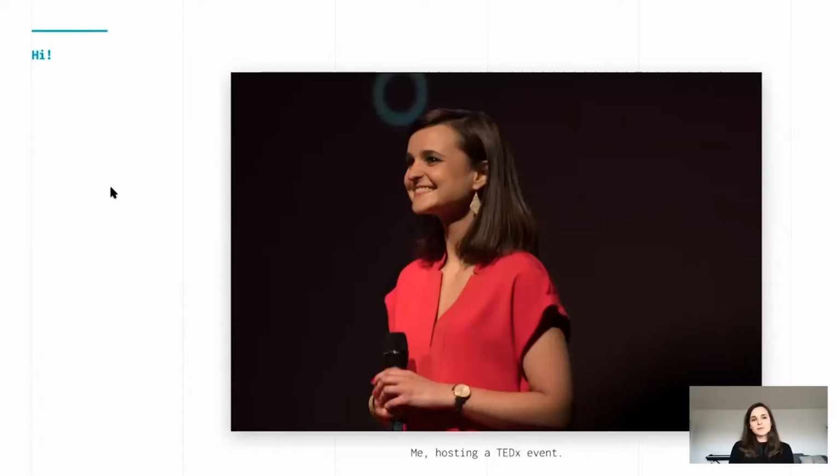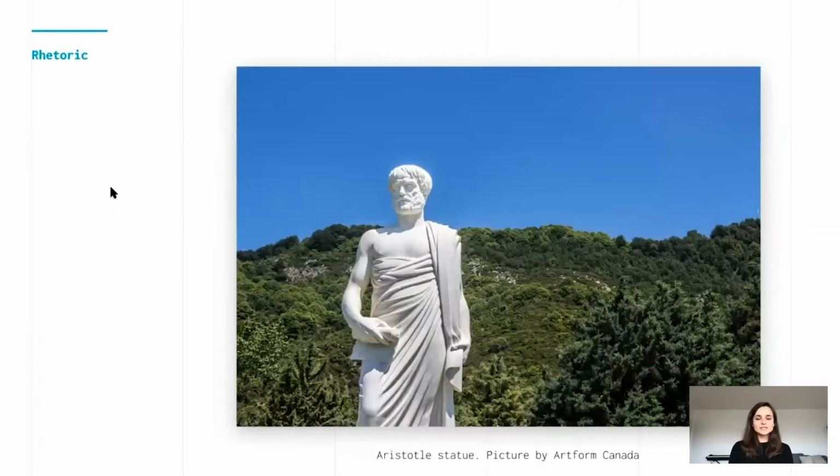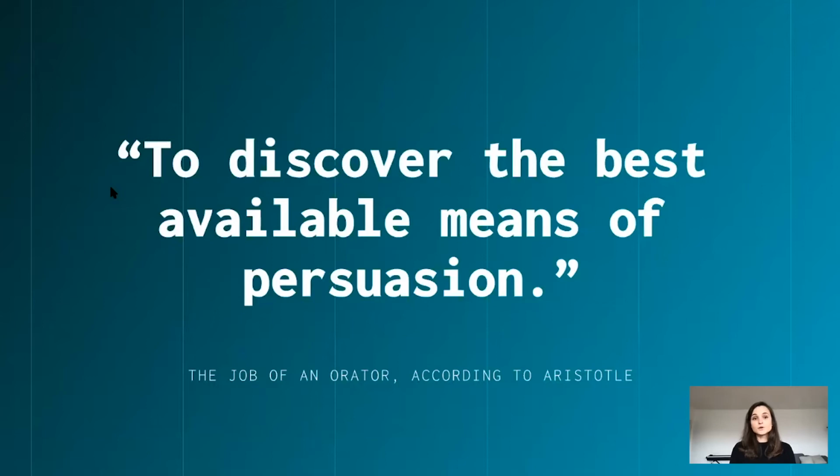To understand where I'm coming from, let's go to the beginning of it all. Let's travel to the time of Aristotle. So this is Aristotle that you probably all know by name. He's considered to be the father of all things public speaking. He focused a lot on what it means to be a good orator. And the definition he gave for being a good orator was threefold.